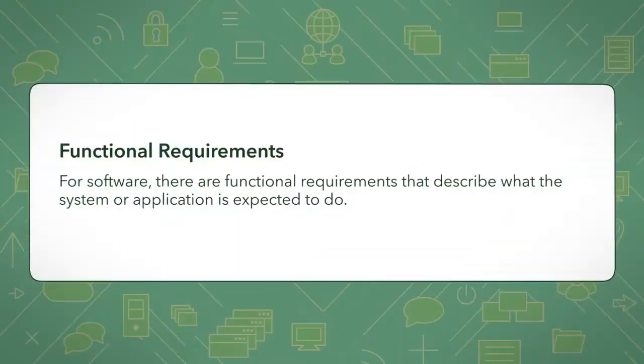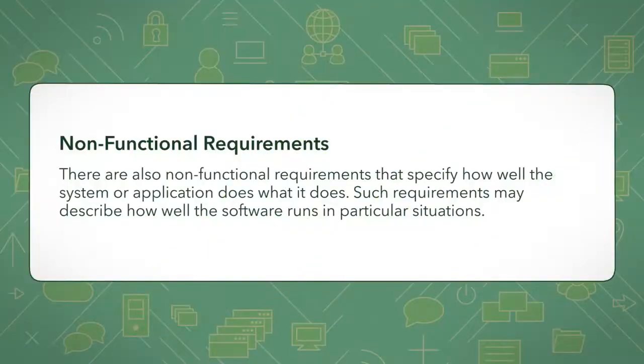Let's see how various qualities arise, which influence your software design. For software, there are functional requirements that describe what the system or application is expected to do. For example, a media app has a functional requirement of being able to download a full-length movie. Naturally, a software design needs to outline a solution to meet such requirements correctly. So, a key quality to satisfy is simply correctness.